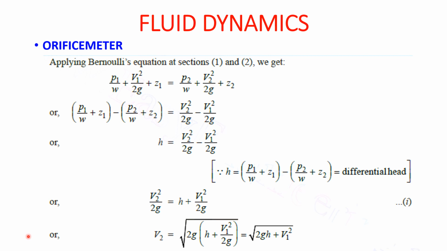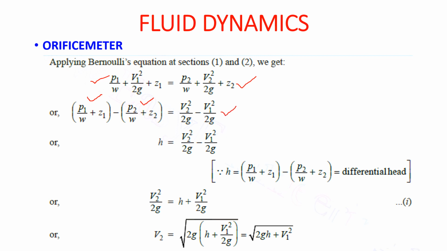We will just consider it with a marker here so that it will be easy for us to understand. The Bernoulli equation is P1 by W plus V1 square by 2G plus Z1, that is at section 1, and at section 2 the equation is P2 by W plus V2 square by 2G plus Z2. This is for ideal fluids. So the Bernoulli equation is this way. Now we are considering P1 by W plus Z1 on one side, so P1 by W plus Z1 minus P2 by W plus Z2, because these are taken on this side, and the velocity values are taken on the right hand side.